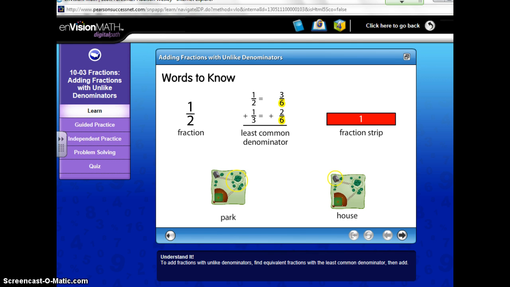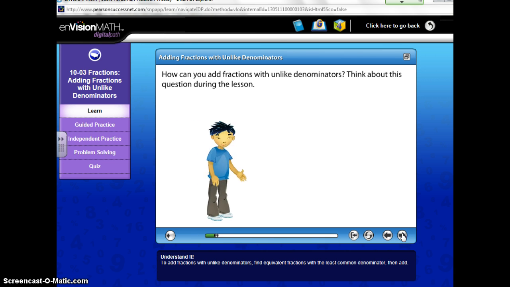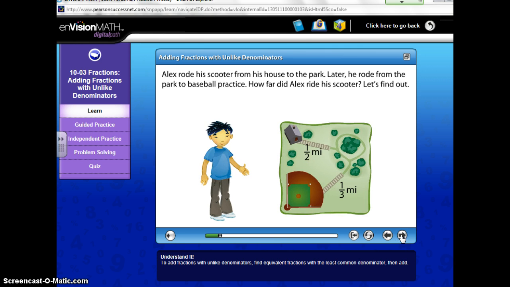Our learning target for today is we're going to add fractions that don't have the same denominator. Their denominators are different. So how can we add fractions with unlike denominators? Well, it's easy. You guys already know how to make fractions that are equal to another fraction, and that's all we're going to do today. Okay? So Alex rode his scooter from his house to the park, and then later from the park to practice. So these are the two amounts of distance he went.